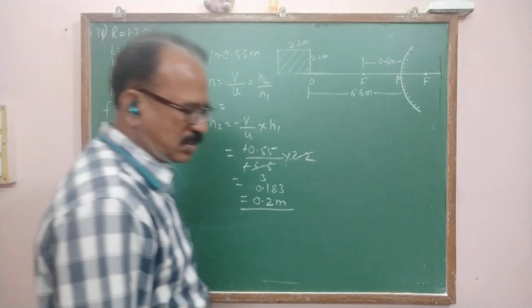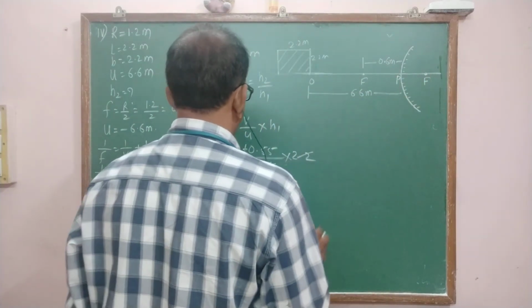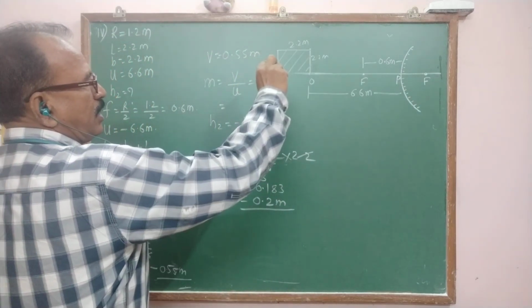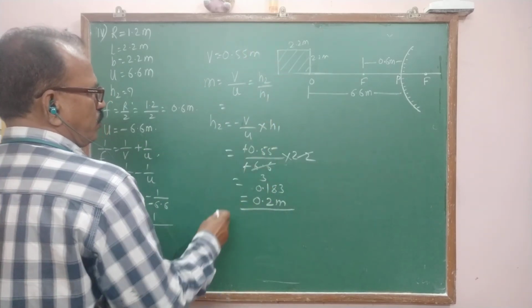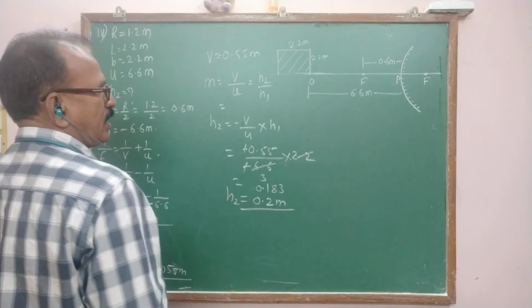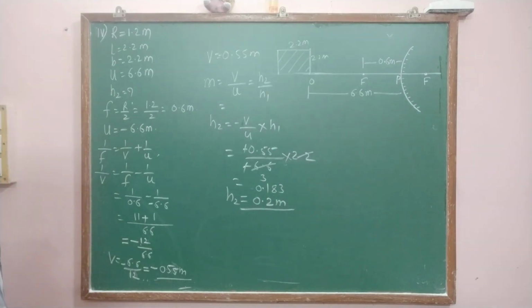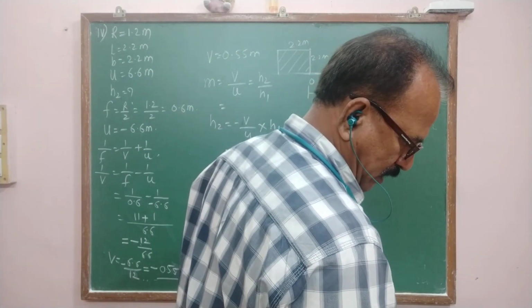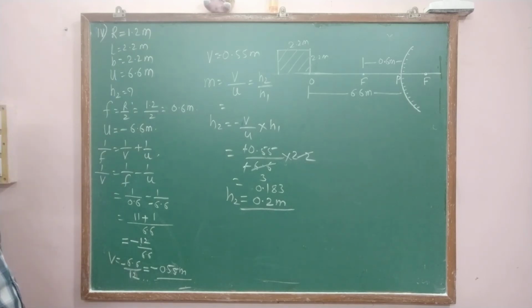So the answer is about 0.2 meter height. The actual size of the bus is 2.2 meter, but the image size we are getting is 0.2 meter inside the convex mirror. What they are asking is to estimate the image size. Image size is about 0.2 meter. Not inverted, it is virtual.